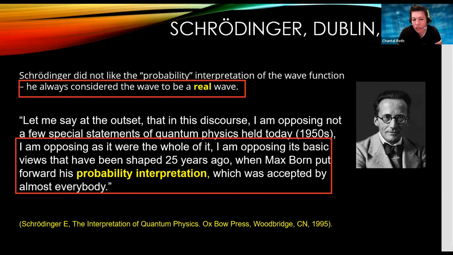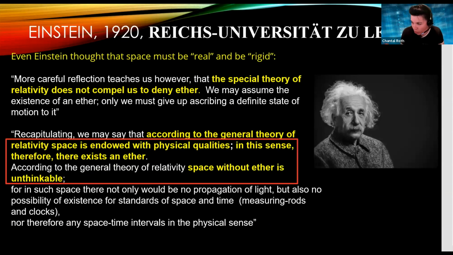And also Einstein, who I hope you agree is pretty smart, actually thought that space must be real and rigid. He said clearly that the special theory of relativity does not compel us to deny the ether. He said, according to the general theory of relativity, space is endowed with physical qualities. In this sense, therefore, there exists an ether. And he even said space without an ether is unthinkable. So is it really so crazy to go back to this and take a look if maybe it makes sense after all?